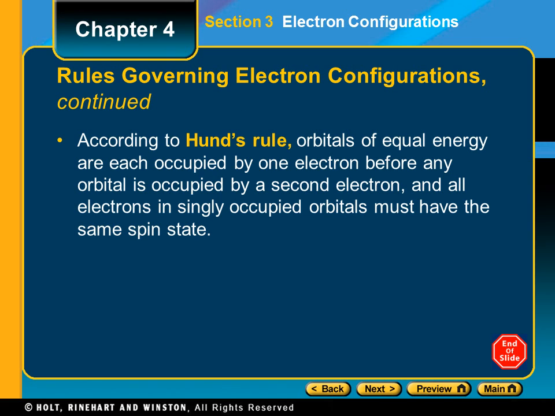We also talk about Hund's rule, which basically states orbitals of equal energy are each occupied by one electron before any orbital is occupied by a second electron. And all electrons in singly occupied orbitals must have the same spin state. And I think these things will make sense as we start to look at some of the practice problems and work through them.